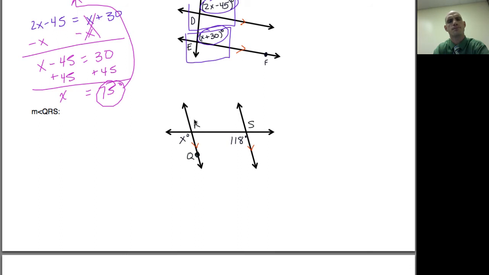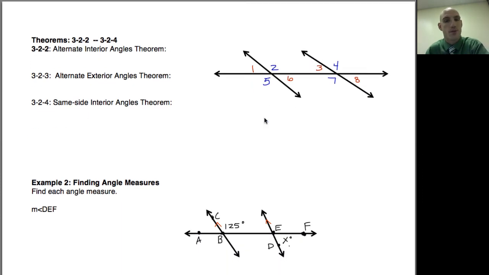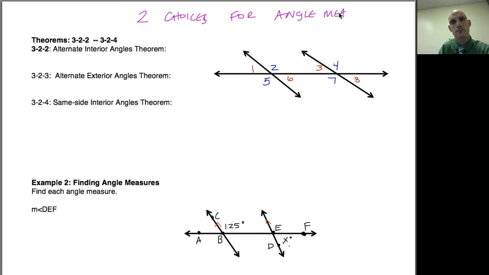Pretty straightforward. Notice I've got parallel lines cut by a transversal. There are 3 other relationships in angles that we need to respect. I've given you some colors to outline it for you. You only have 2 choices. Two choices for angle measures. I put 3 exclamation points. You only have 2 choices for angle measures in parallel lines cut by transversals.